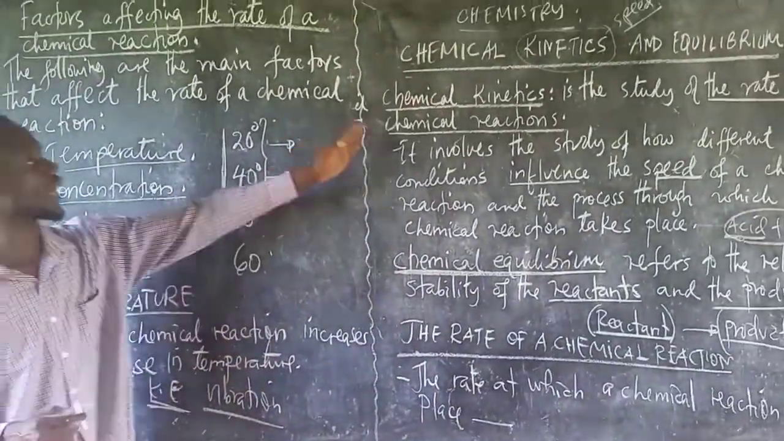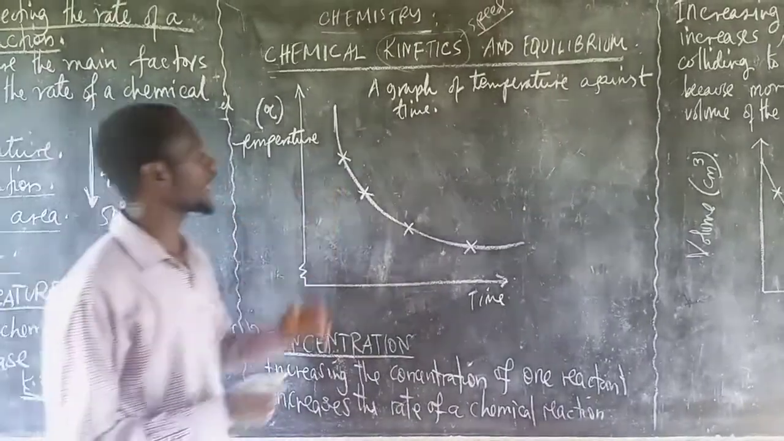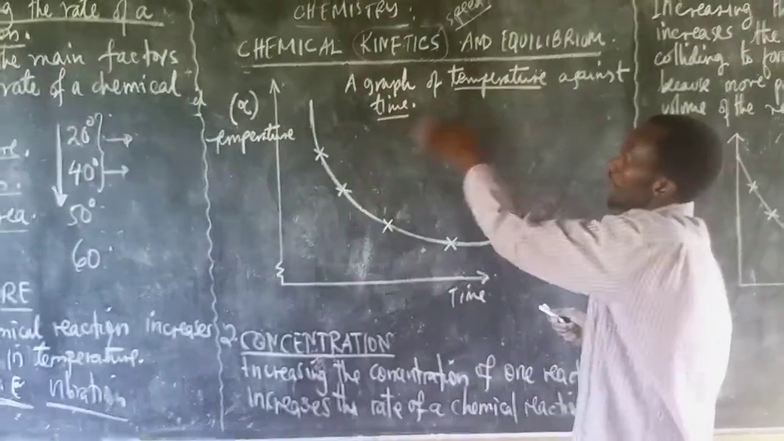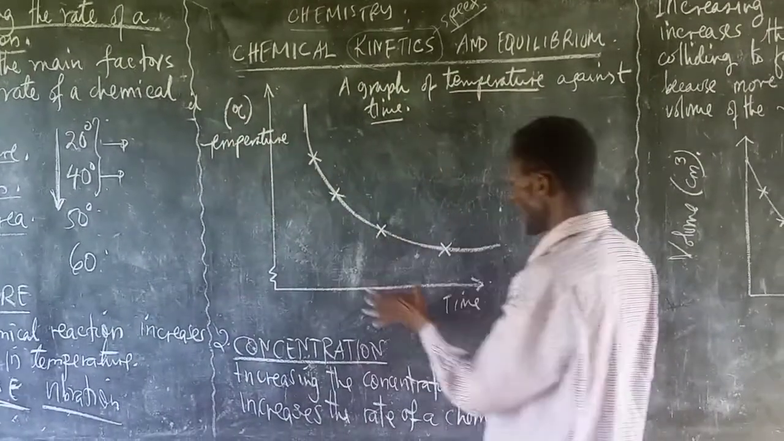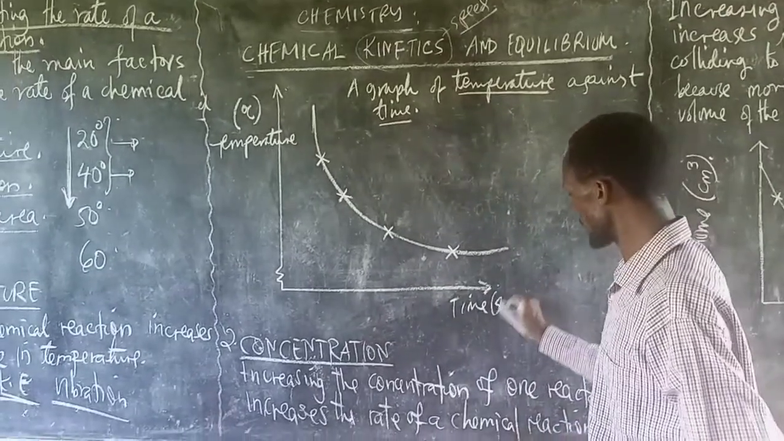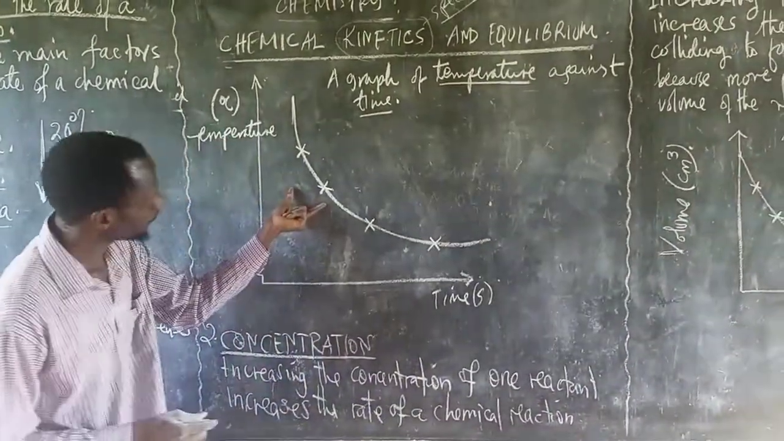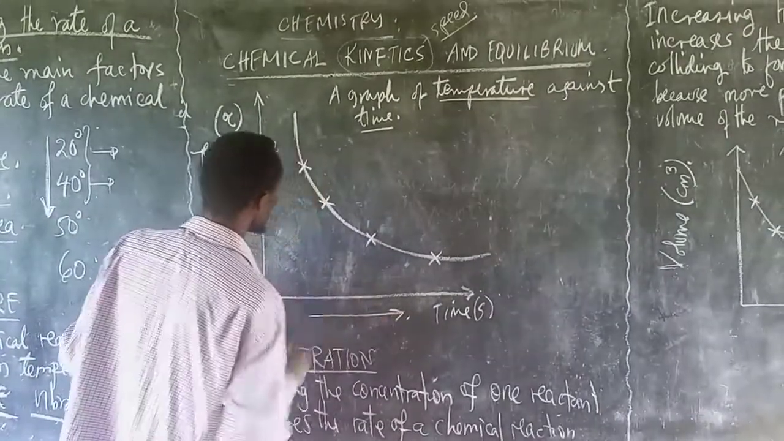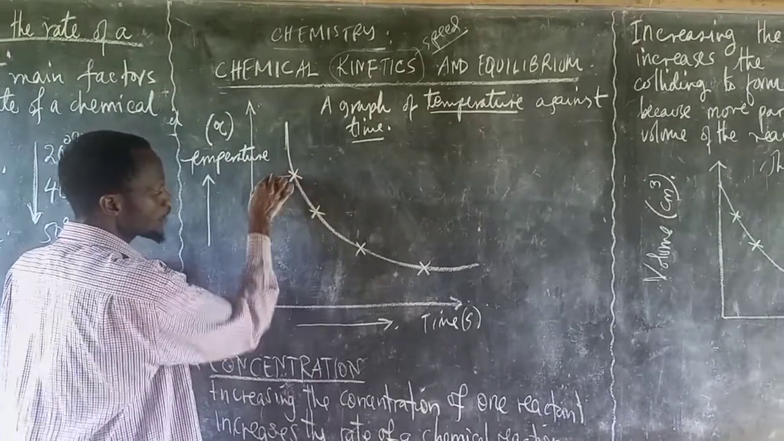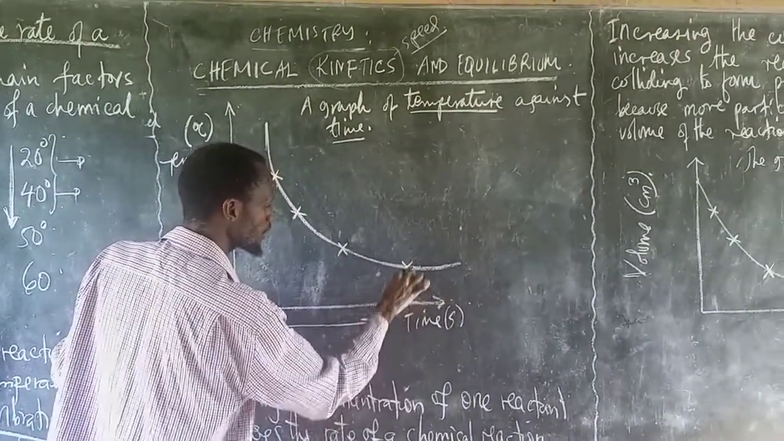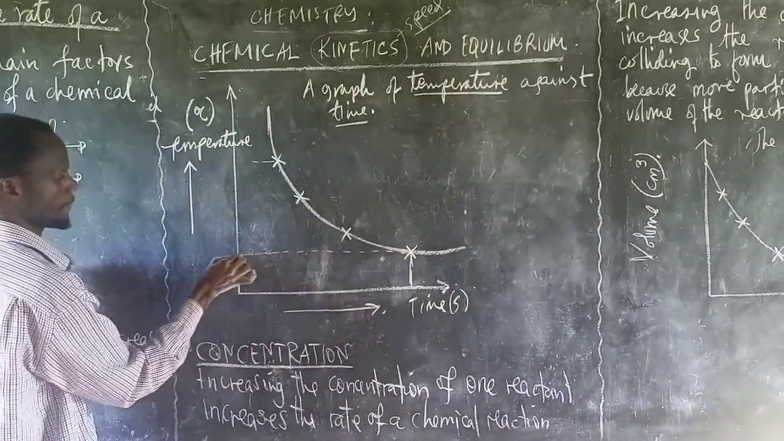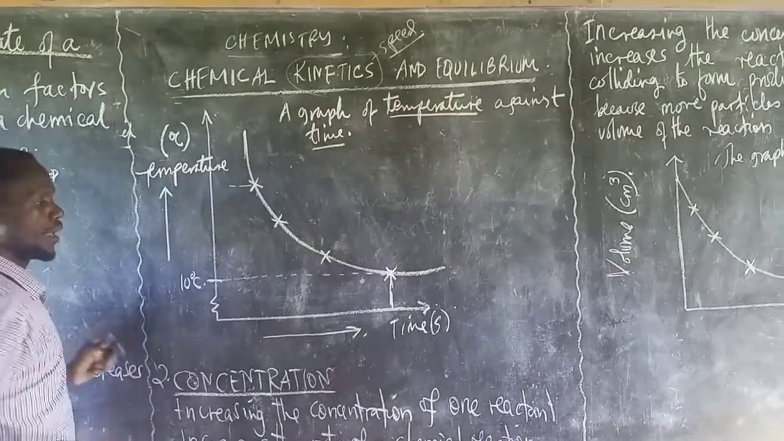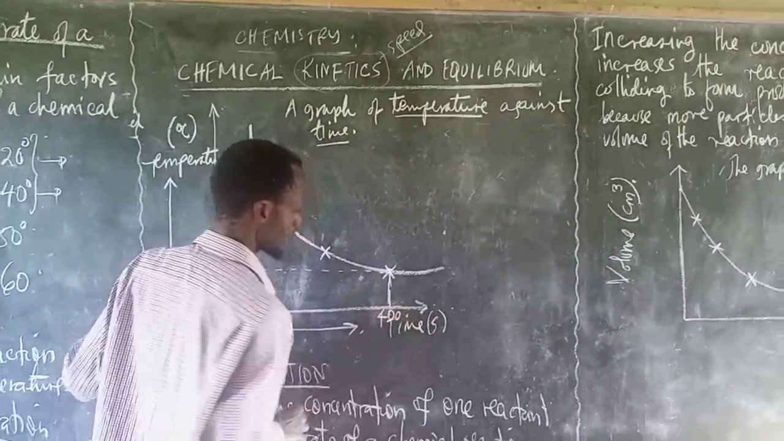So far, let us see graphically how it is represented. Graphically, we can plot the graph of temperature against time. Temperature is plotted on the y-axis, and time is plotted on the x-axis, measured in seconds. When you look at this graph, definitely this is an increase in temperature, and this is an increase in time. When you look at these points, the temperature, let's say, was 10 degrees Celsius, and the time, let's say, was 400 seconds.